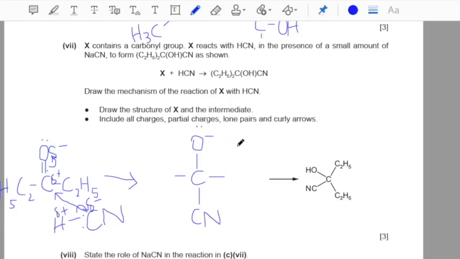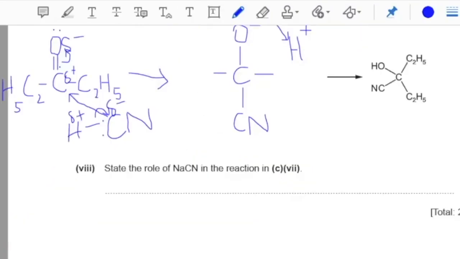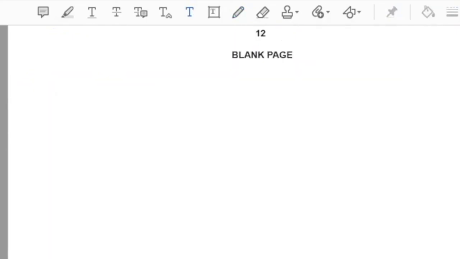And this negative charge will be attracted towards the H plus, because all its electrons were taken away by the cyanide ion and now H doesn't have any electrons. So it will be attracted towards this oxygen atom. So oxygen's lone pair will be attracted towards H plus, and this H will now get attached to the O to form the OH group. Part 8, state the role of NaCN in the reaction in Part 7. So NaCN acts as a catalyst and it remains chemically unchanged throughout the reaction. So I'm done solving this paper. Thank you for watching.